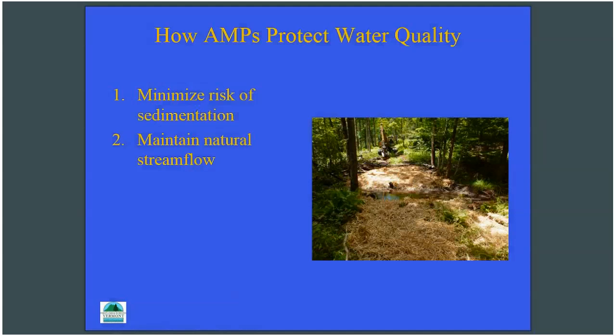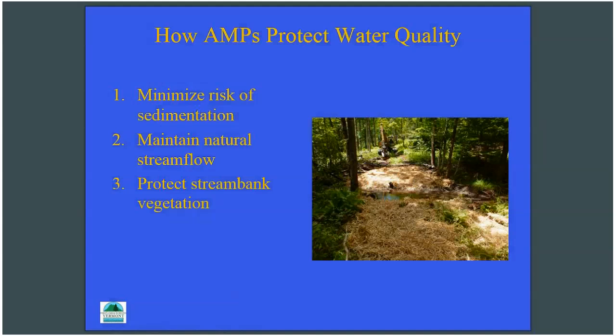AMPs also maintain the natural flow of water in streams. The AMPs are designed to keep streams flowing within natural stream channels and prevent damage to the stream bed and banks. Prohibiting logging slash in streams, choosing adequately sized stream crossing structures for expected peak flows, and appropriate selection of stream crossing structures based upon stream conditions are all examples of AMPs that are designed to accommodate natural water flow of streams.